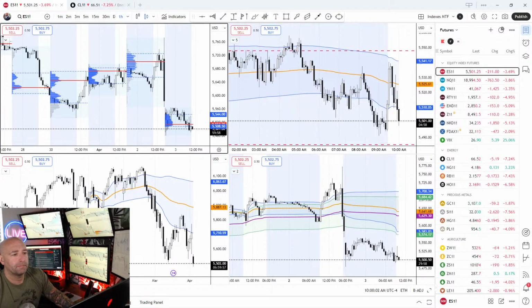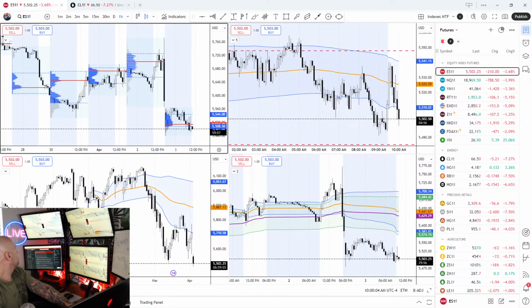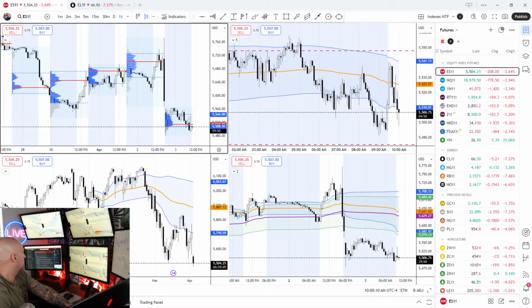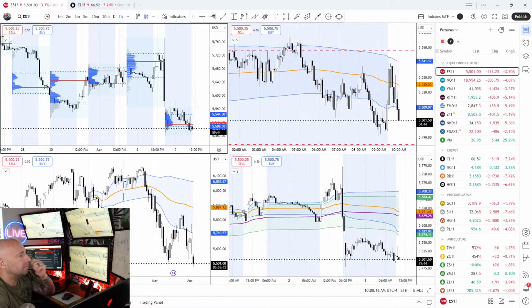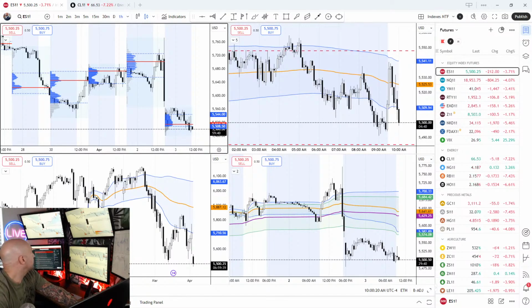ISM 50.8, lower than the forecast of 52.9. Prices paid 60.9, lower than the forecast of 63.1. New orders 50.4, lower than the forecast of 51.9. Employment 46.2, lower than the forecast of 53.